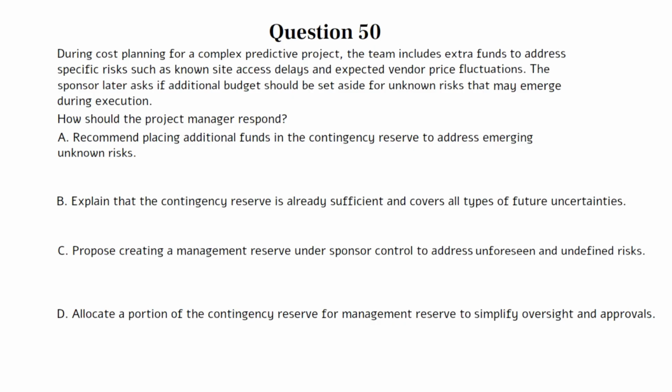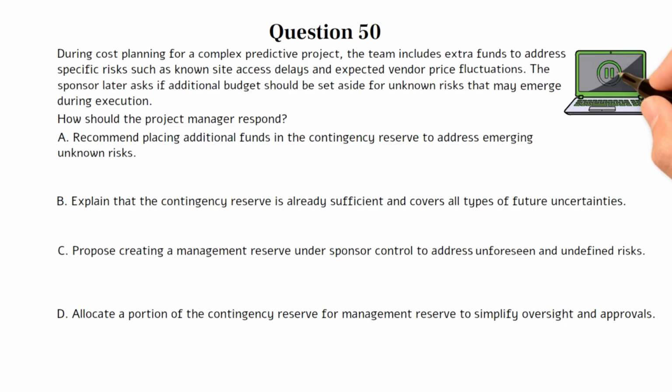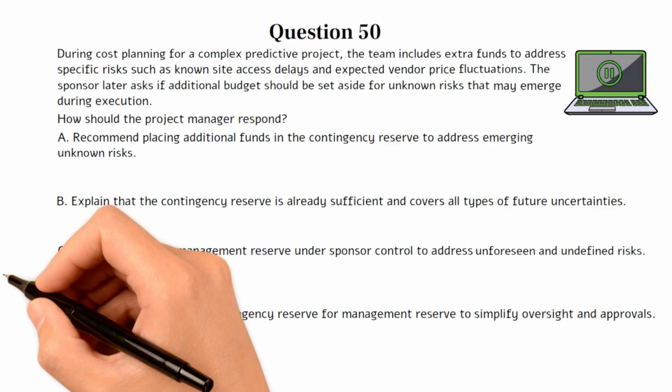A. Recommend placing additional funds in the contingency reserve to address emerging unknown risks. B. Explain that the contingency reserve is already sufficient and covers all types of future uncertainties. C. Propose creating a management reserve under sponsor control to address unforeseen and undefined risks. D. Allocate a portion of the contingency reserve for management reserve to simplify oversight and approvals. You can pause the video here if you need more time to work on the question. The correct answer is C.